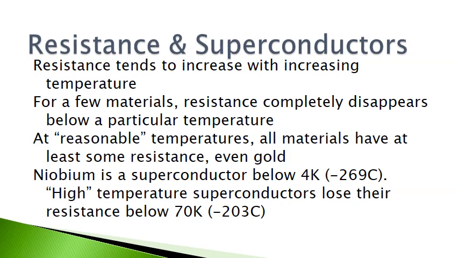For a few materials, resistance completely disappears below a particular temperature. At reasonable temperatures, I'll leave that to your imagination, all materials have at least some resistance, even gold. Niobium, for example, though, is a superconductor below 4 degrees Kelvin. That is minus 269 degrees C. High temperature superconductors lose their resistance below about 70 K or minus 203 Celsius. That's about the temperature of liquid nitrogen.